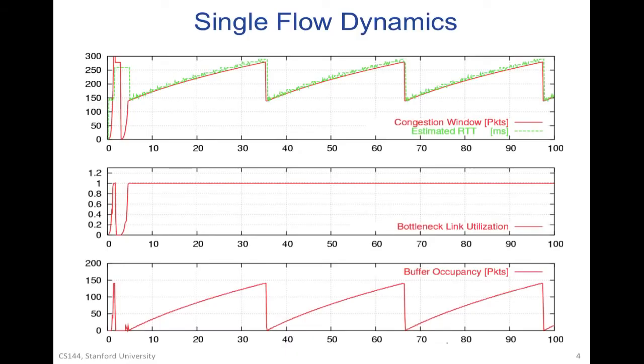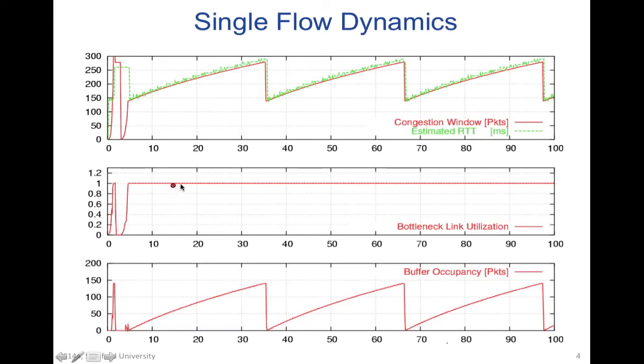To increase our understanding of what's going on, let's look at the dynamics of that single flow. This is from a simulation in a well-known network simulator called NS of a single TCP flow over a bottleneck link. The graph at the top here is telling us the evolution of the congestion window, or CWIN, like we had before. That's the red one. The green one is the RTT, the round trip time.